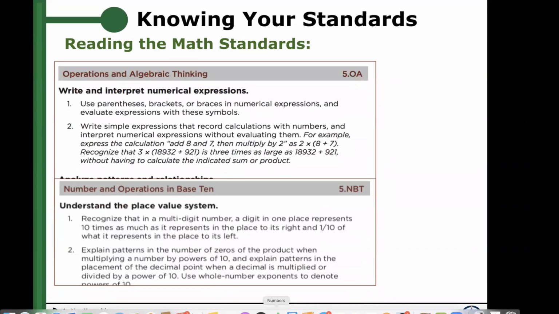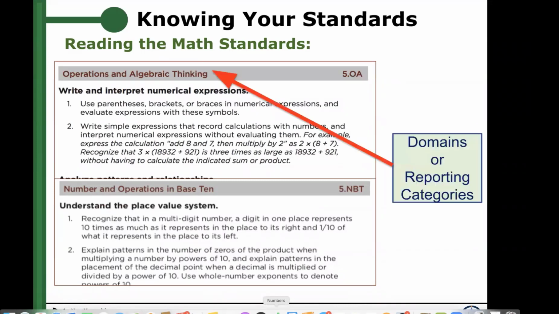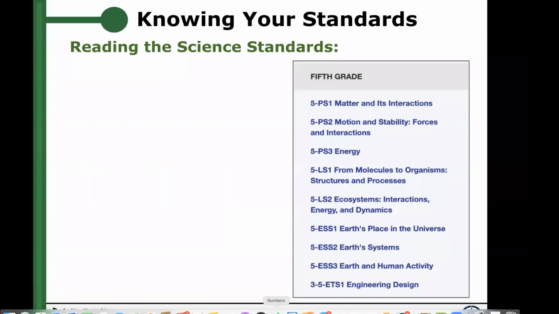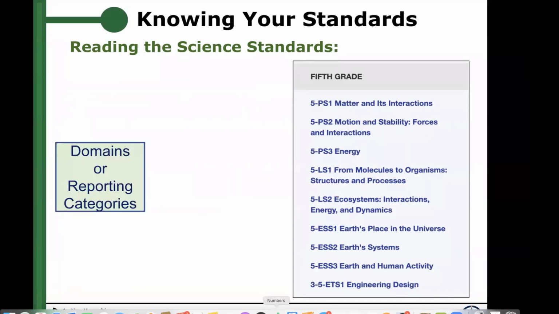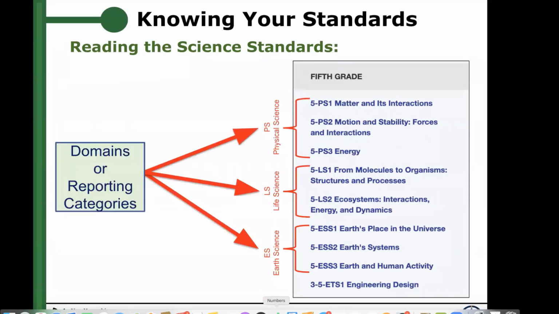But those are your domains or reporting categories. The way that the math standards are set up is it looks like this, and your domains or reporting categories are those big sort of umbrella areas like operations and algebraic thinking, numbers and operations base 10. Some have numbers and operations base 10 fractions. Some are, you can work with measurement data and geometry. So those are your big domains or reporting categories. For the Next Generation Science Standards, your domains or reporting categories are physical science, life science, and earth science. And within that, you have different topic areas.